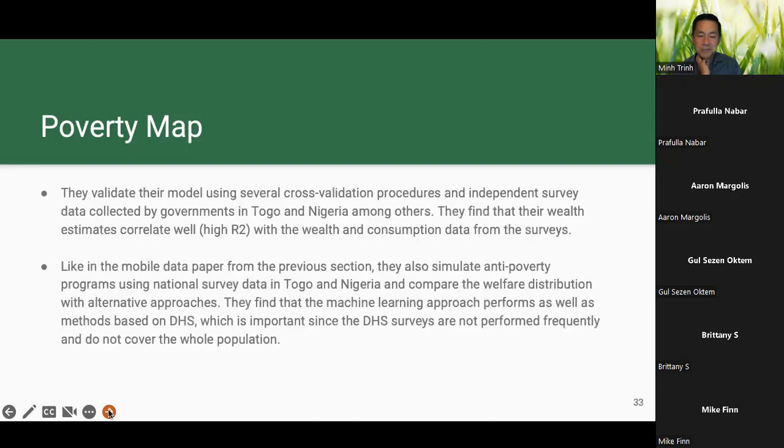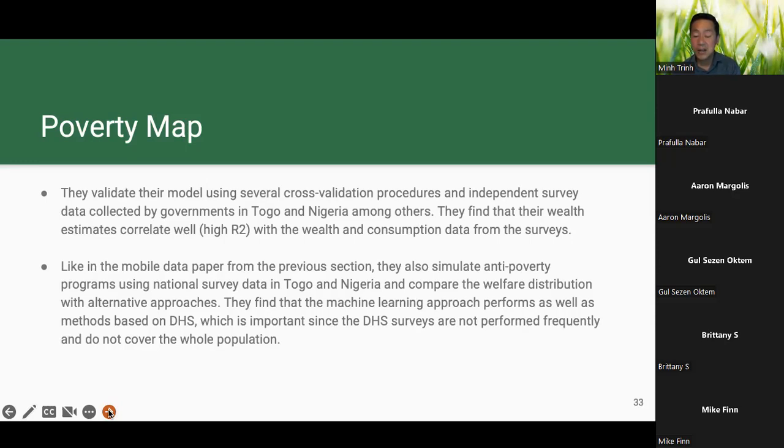Next slide, please. So they validate the model by using cross-validation. Meaning you train the model on a subset of the data, and test and validate it on another subset that was untouched, right? And they also use independent surveys that they didn't use in their model, and they find a high correlation with independent surveys of wealth.